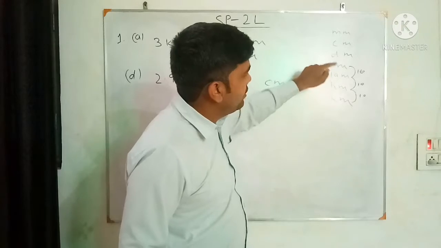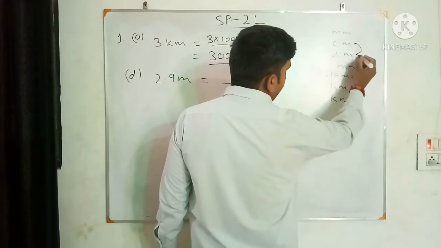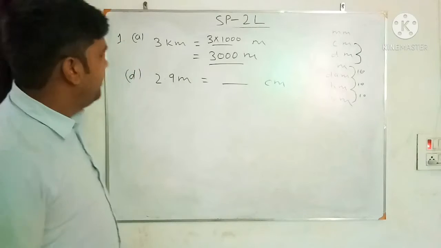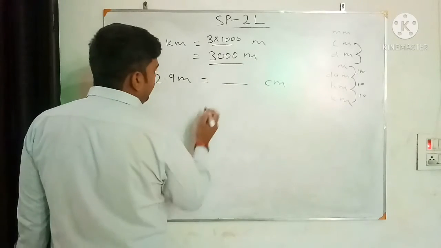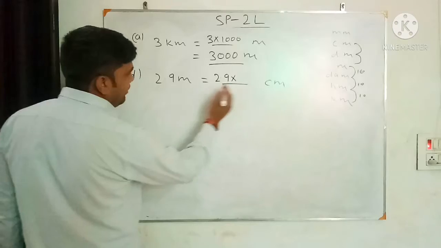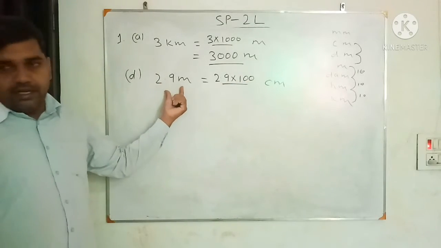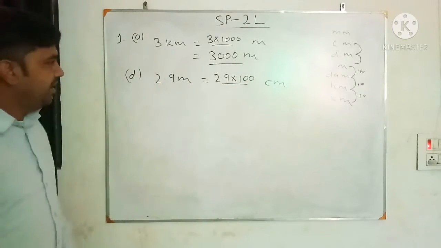After 2 steps, we will reach the meter. From centimeter to meter, how many steps? 2 steps. 1 jump and second jump. That is 100. So 1 meter equals what? 100 centimeters. So what do you write? 2.9. In the place of meter you write 100. So when you multiply the number of meters by 100, it will be converted into centimeters.